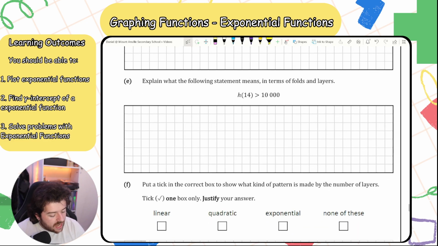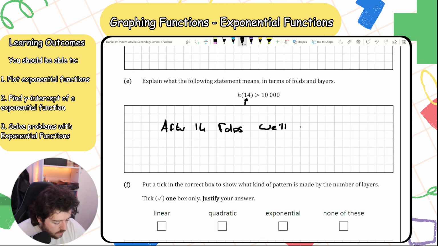Explain what this statement means in terms of folds and layers. So h of 14 is greater than 10,000. Well, this is my input, and my input is the number of folds. So it just means after 14 folds, we'll have more than 10,000 layers.